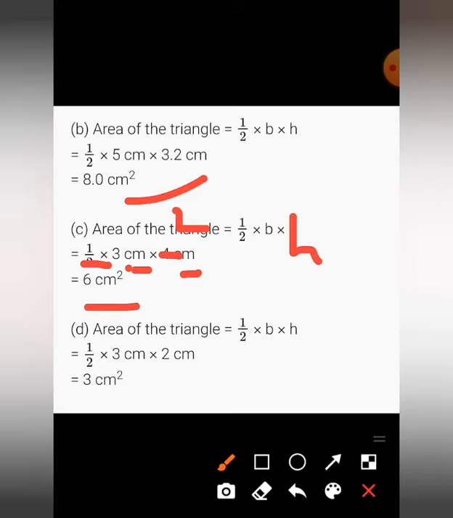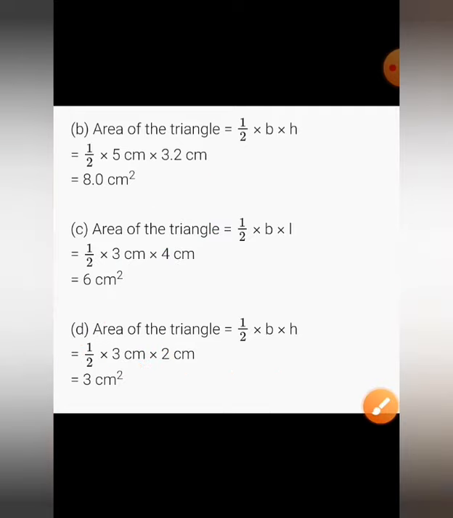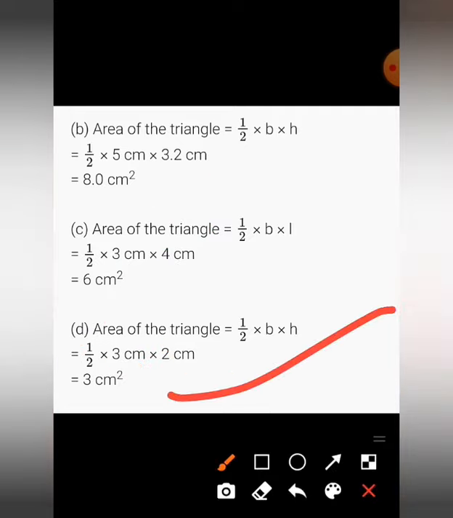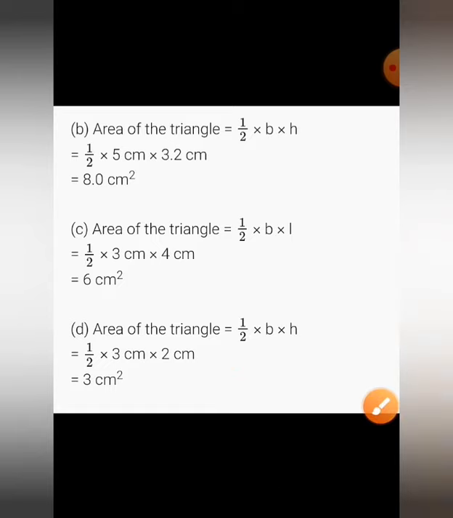Last figure D, again area of triangle, half base into height. So half 3 centimeter into 2 centimeter. In the figure, base and height both are given to you. This 2 and 2 will get cancelled. So 3 is left, 3 ones are 3, and centimeter into centimeter will give us centimeter square. So 3 centimeter square will be our final answer. So this was question number 2, the solution part of exercise 11.2. Hope you understood.